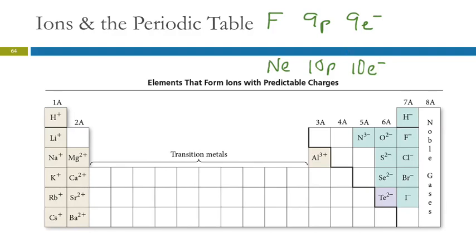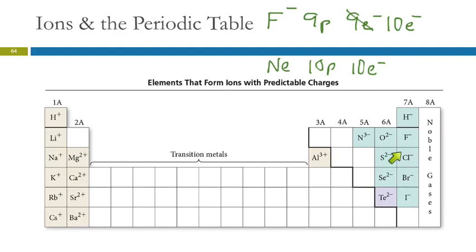So if fluorine gains an electron and has 10 electrons now, it has 9 positive charges and 10 negative charges, and so overall it's going to have a -1 charge. And that's how fluorine becomes a -1 ion, or 1- ion.